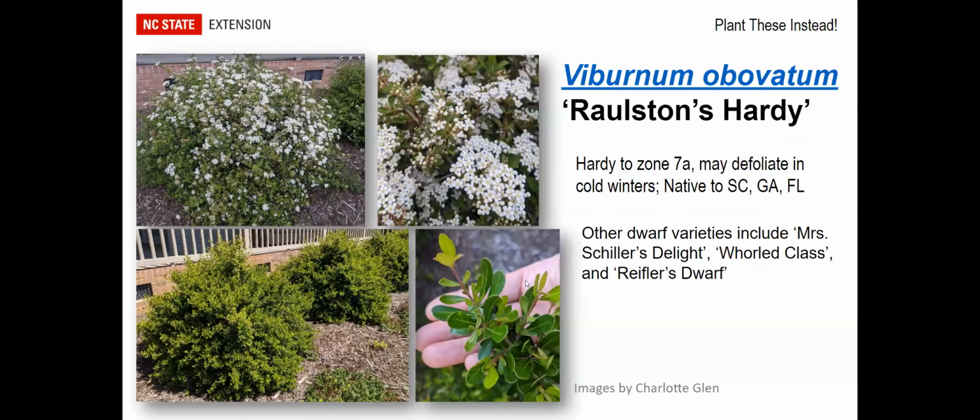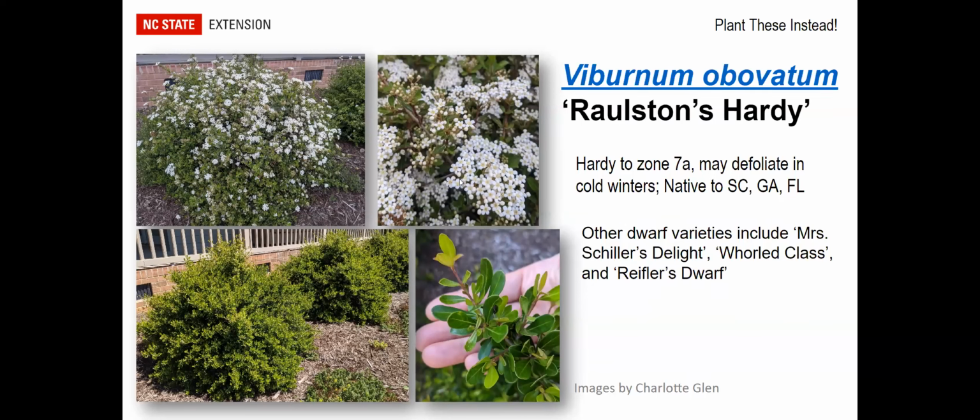And last of all, a species of viburnum, which doesn't have a lot of common names because it's not so far a very commonly grown viburnum, the Viburnum obovatum. More likely they're often referred to by their cultivar name. So this one is Ralston's Hardy, which is a dwarf variety. And you can see in the pictures, it looks quite a bit like dwarf yaupon. But it will have these white flowers similar to many of our native viburnums.